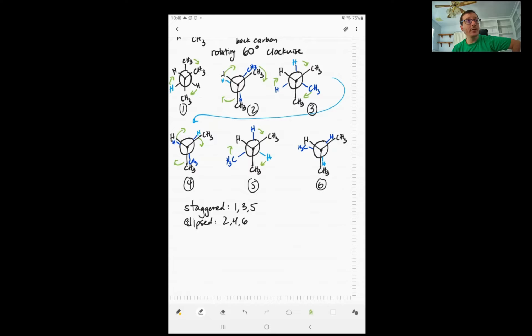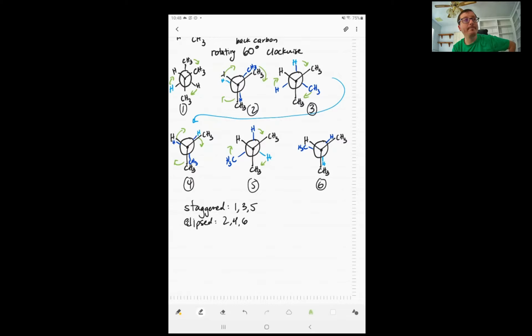Can you explain that a little? Of course. Staggered just means that we have a nice gap in between them. All the things are 60 degrees apart. If we were to draw an angle here, that's 60 degrees, that's 60 degrees, that's 60 degrees, etc. They're all nicely spread apart. So those are the Newman projections that look a little bit neater, right? If we look at 2, 4, and 6, those are all clumped together. We have everything kind of on top of each other. Those are the eclipsed ones.